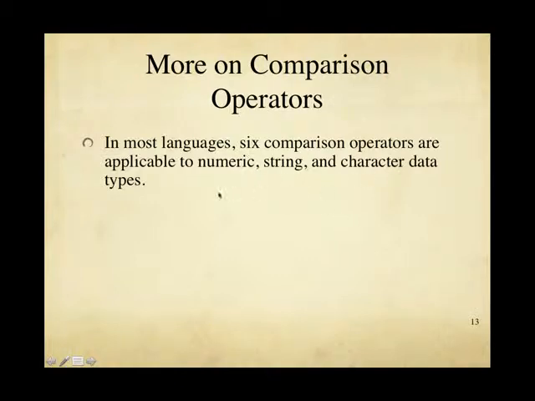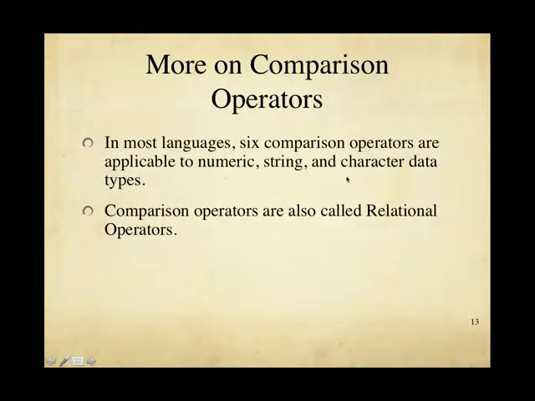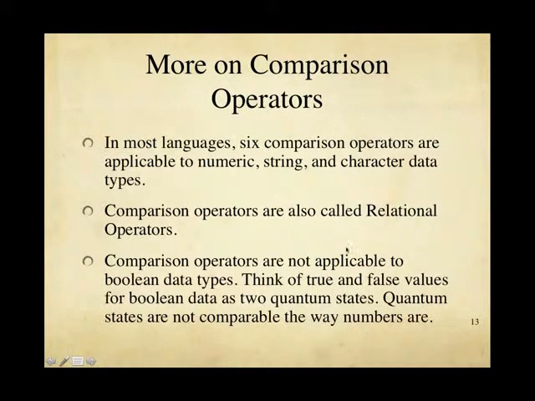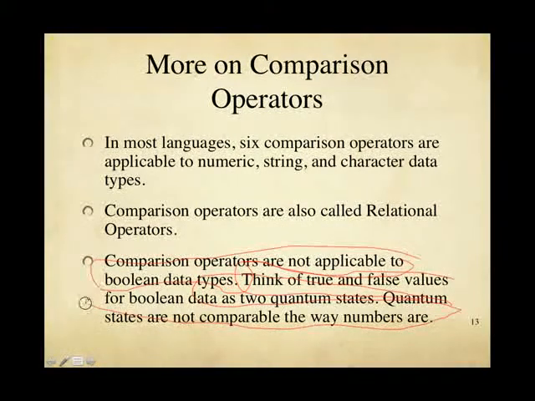In most languages, the 6 comparison operators are applicable to numeric, string and character types, and floating point also, but there are some problems with that. Comparison operators are also called relational operators. Comparison operators, interestingly enough, are not applicable to the Boolean data type. Never try to do that. Think of true and false, which are Boolean type, as quantum states. Quantum states are not comparable the way numbers are. They are discrete states, and that's all there is. One is not greater than or less than or equal to the other. So just remember that part.